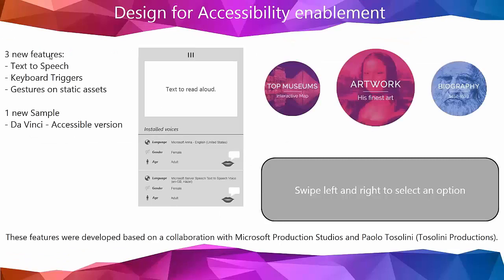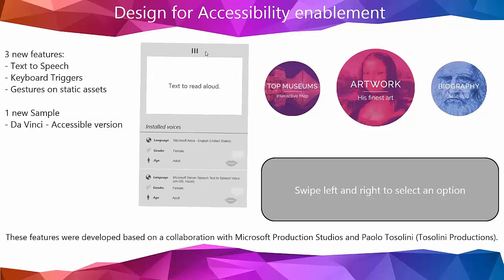So the three new features: text-to-speech, keyboard triggers, and gestures on static assets. We will also publish a new sample, which will be a revisited version of the DaVinci museum sample. I don't have the final name of the experience, but it will basically reuse the DaVinci sample and adapt it to blind people using the text-to-speech and the keyboard triggers.